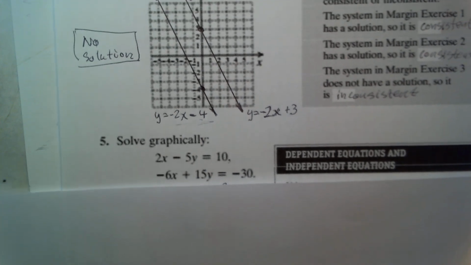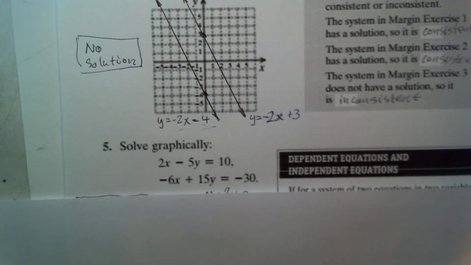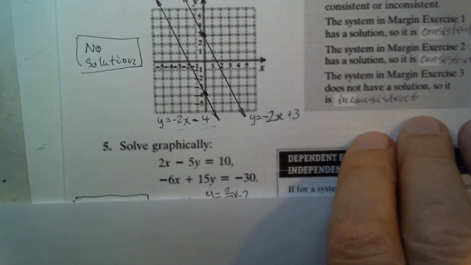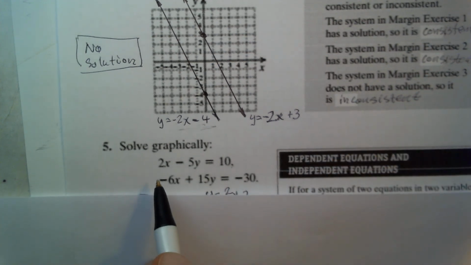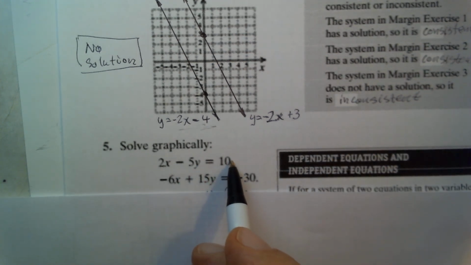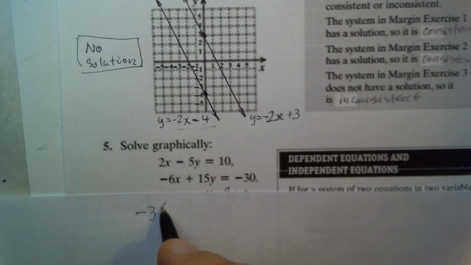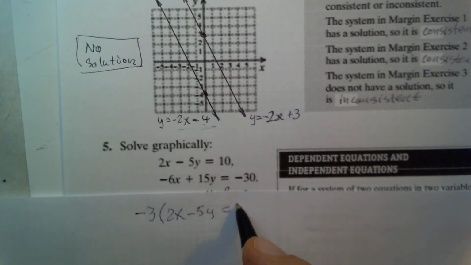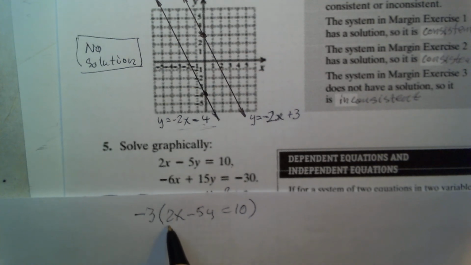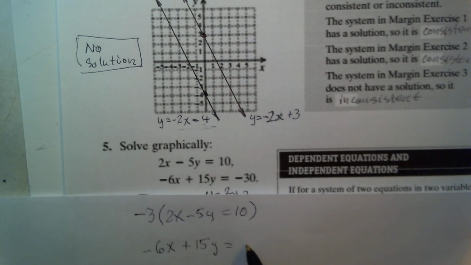So exercise number 5, we said, was a dependent system. How so? Well, if you look at the first equation, by multiplying the first equation by a factor of -3, so we have -3 times 2x minus 5y equals 10. Then we get minus 3 times 2x is minus 6x. And minus 3 times minus 5 is positive 15y. And minus 3 times 10 is minus 30. So that'll give us a second equation.